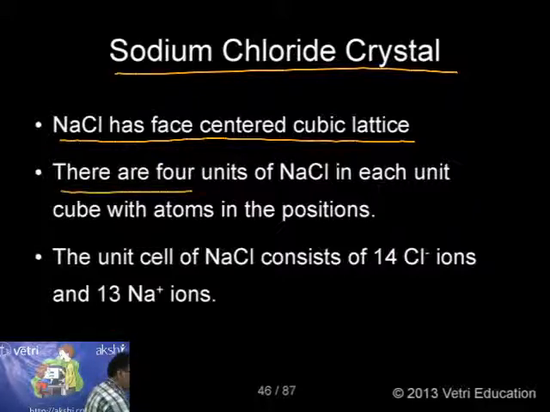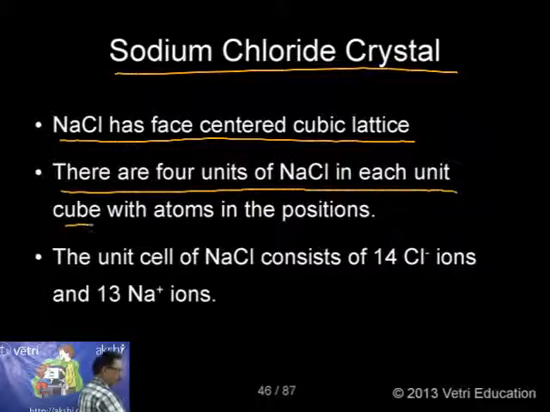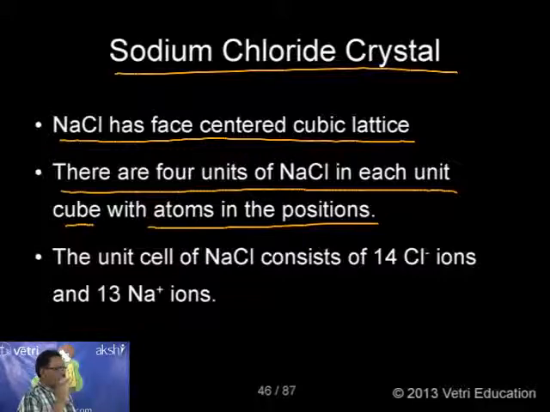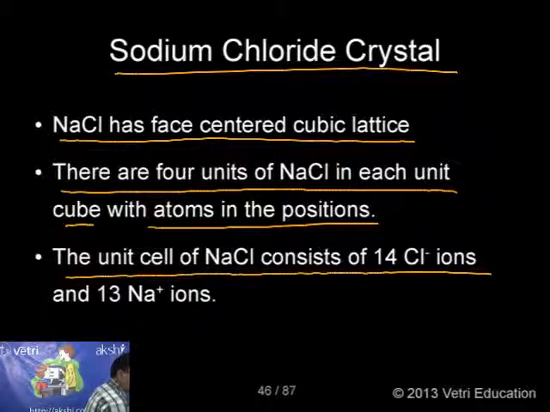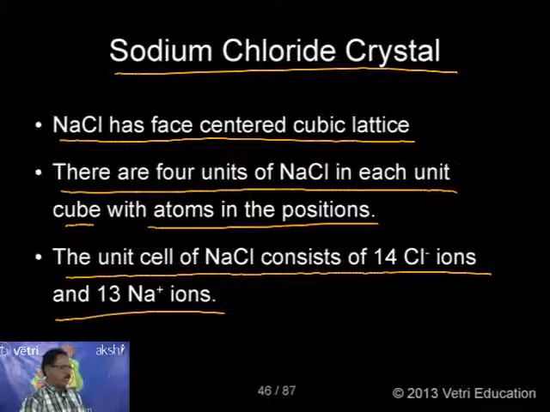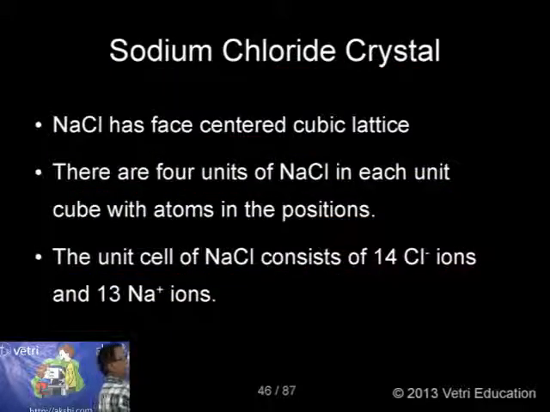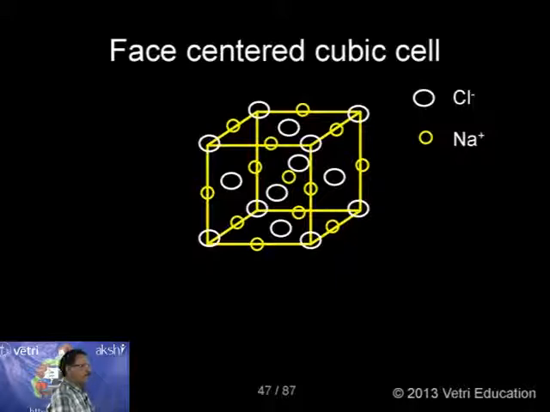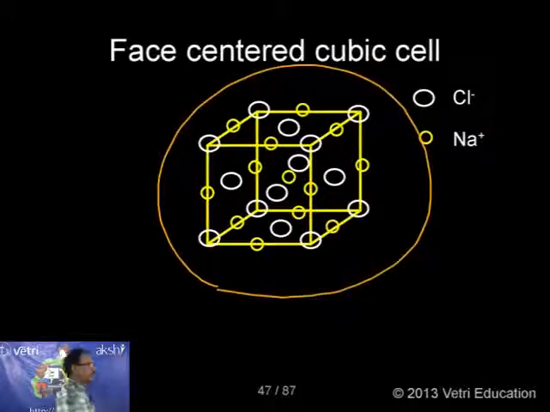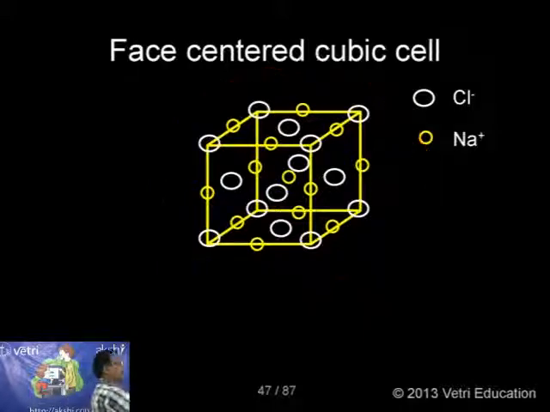There are four units of sodium chloride in each unit cube, with the atoms in the positions. This is another interesting piece of information regarding the sodium chloride crystal. The unit cell of sodium chloride consists of 14 chloride ions and 13 sodium ions. This is another interesting piece of information. What you are now seeing here is the sodium chloride crystal. It is a face-centered cubic cell.